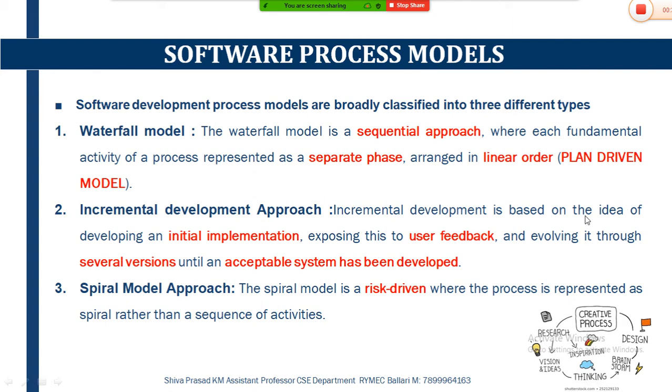Whereas the third model here is the spiral model. The spiral model is one of the very important models when it comes to the development of software, as well as from the exam point of view for your main examination. The spiral model is one which looks similar to a spiral. It starts from one point and goes on circulating from one point to a second point, to a third point, to a fourth point, and so on until you complete all the activities. It is a risk driven model.